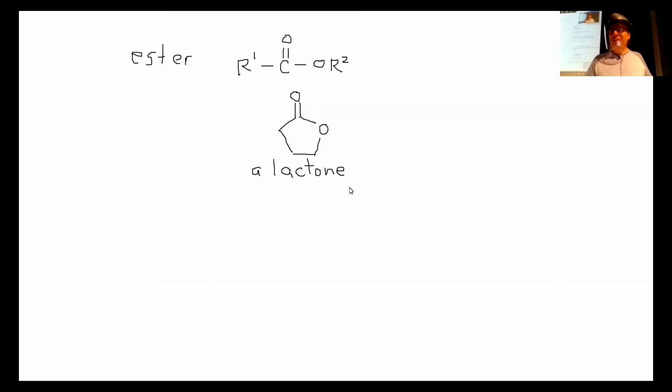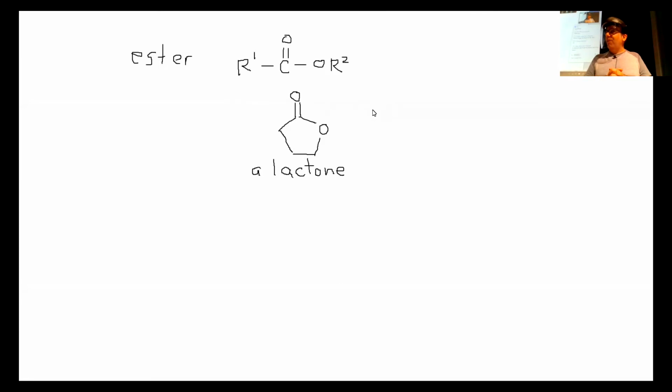But both lactones and lactams show up all the time in all kinds of antibiotics, all kinds of things like this. They're pretty common in the pharmaceutical industry. But lactones are simply cyclic esters. And let me make sure that I'm not missing anything.